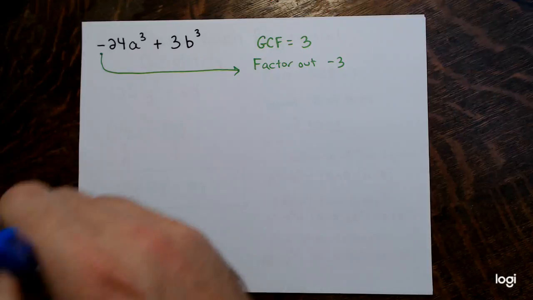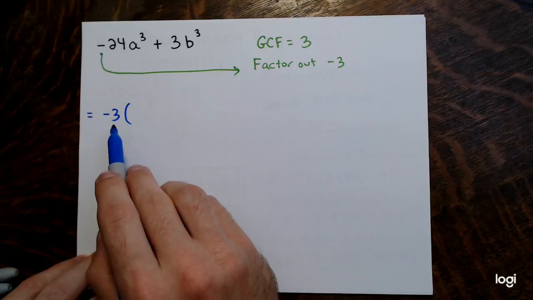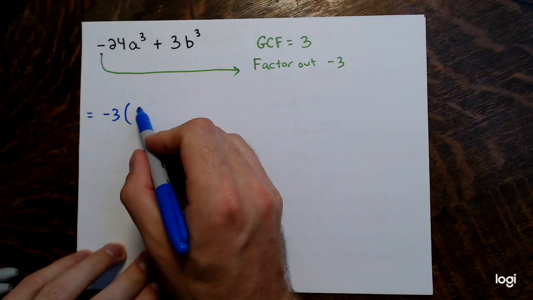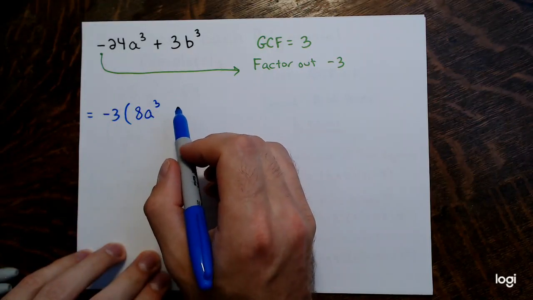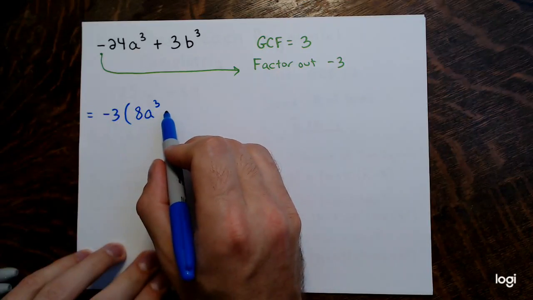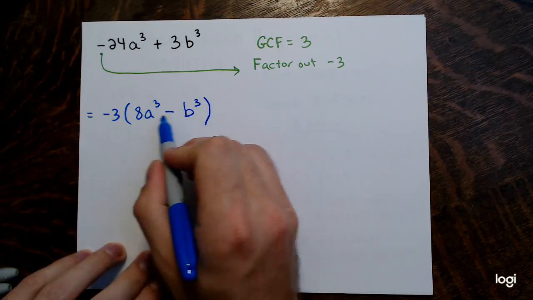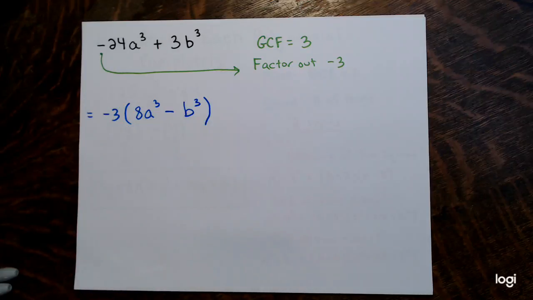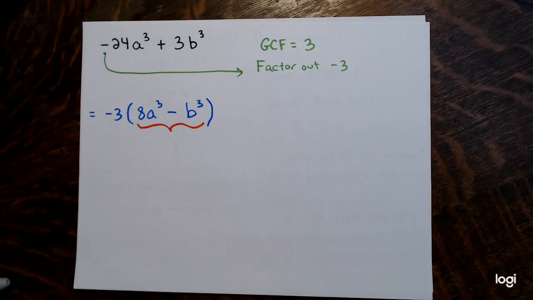Well, in doing so, negative 3 comes out. And if I remove a factor of negative 3, what's left over? Negative 3 times positive 8a cubed would be negative 24a cubed. And then negative 3 times negative 1b cubed would be positive 3b cubed. So I've factored it. Great, but is it factored completely? I got the factor of negative 3 pulled out, but now we look at the one in the parentheses. Is 8a cubed minus 1b cubed factored completely?